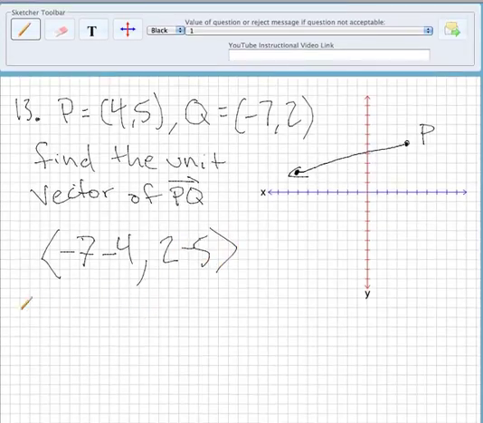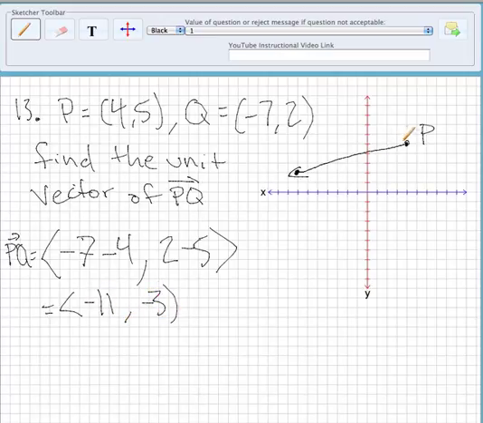So what we get for PQ is going to equal (-11, -3). And it makes sense because it goes back 11 and down 3. So if we had this vector from the origin, we go over 11 and then down 3, and then this will be our origin.